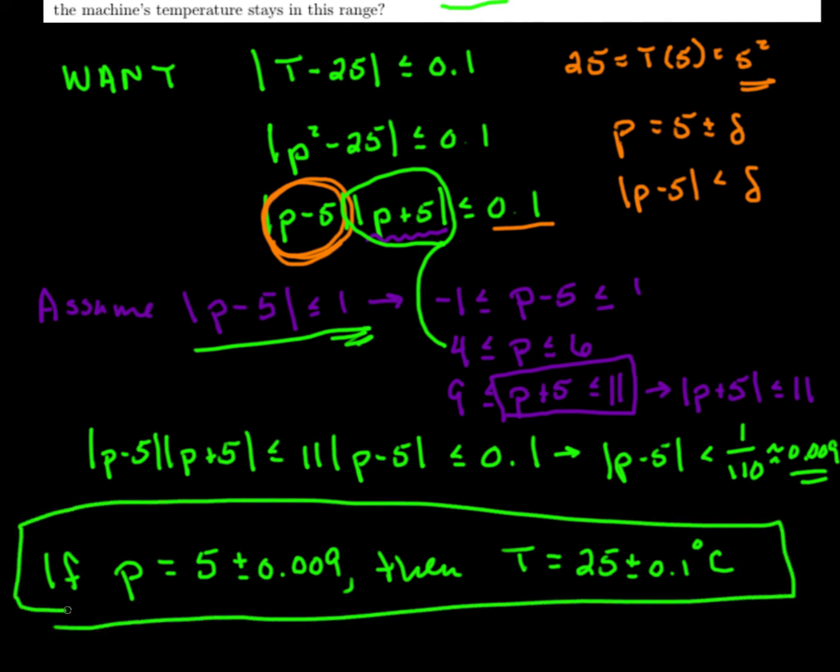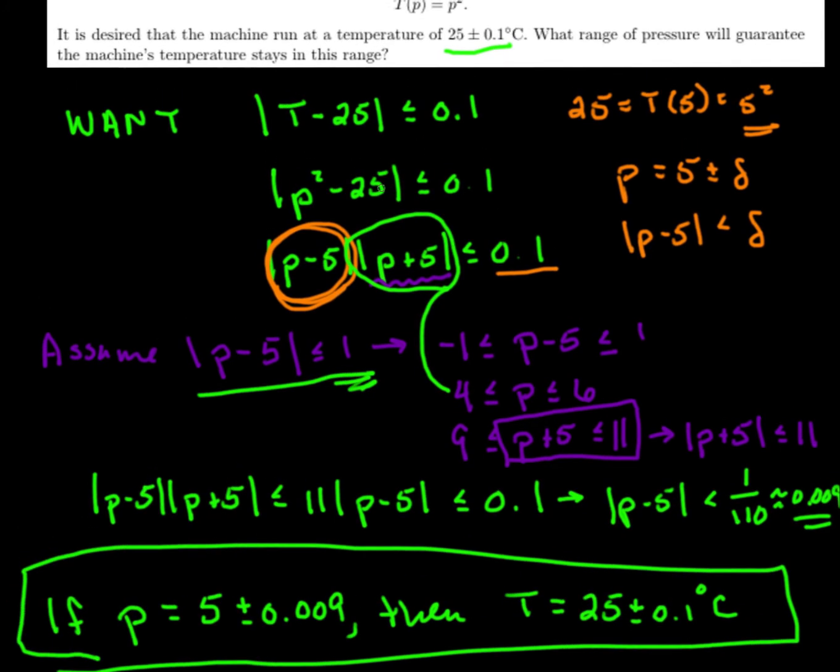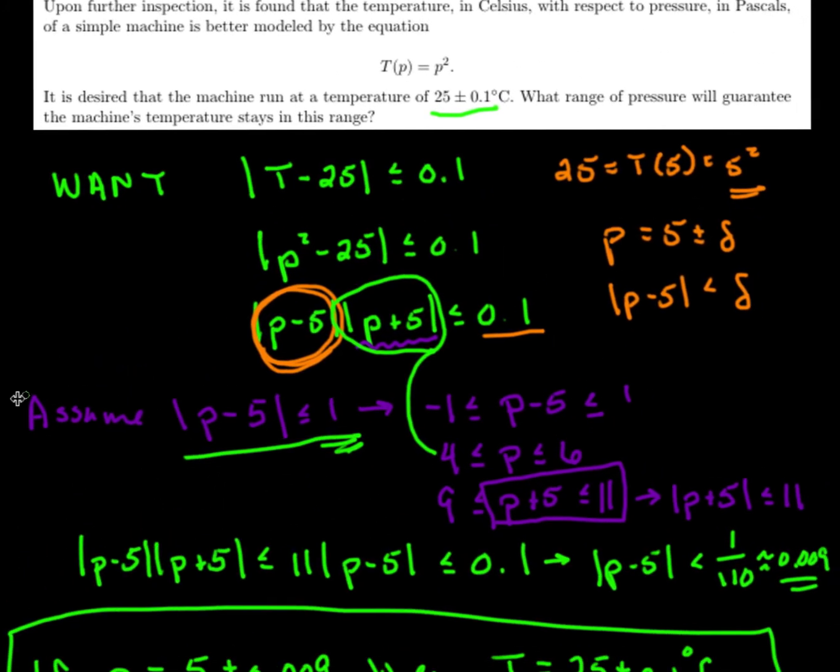So let's just take a gander at what we did. I wanted this to be true. I wanted the temperature to be within 0.1, or 1/10, of 25 degrees Celsius. Well, I rewrote it in terms of P because I want to get a handle on my pressure. In this case, I factored it. Now, factoring it left me with two expressions. P minus 5 is the one I've got some handle on because I know that P is going to be 5 plus or minus some error.